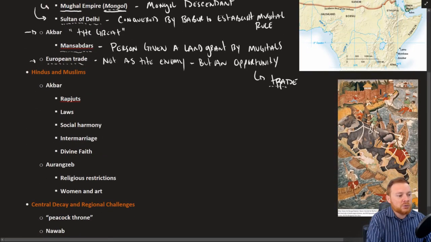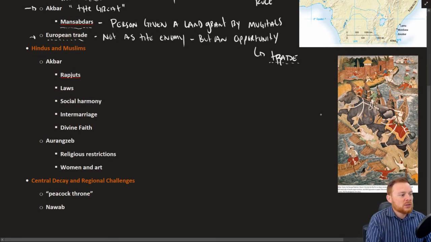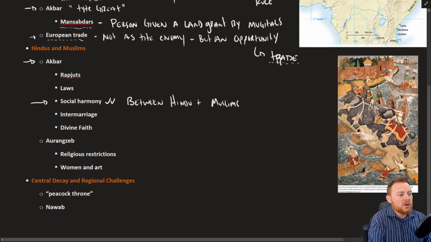And of course, trade was very valuable. So Europeans were not really viewed as much as a threat. Now, under Akbar's rule, he really tries to create social harmony, right? Mainly between Hindu and Muslims. And he does this in a number of ways.